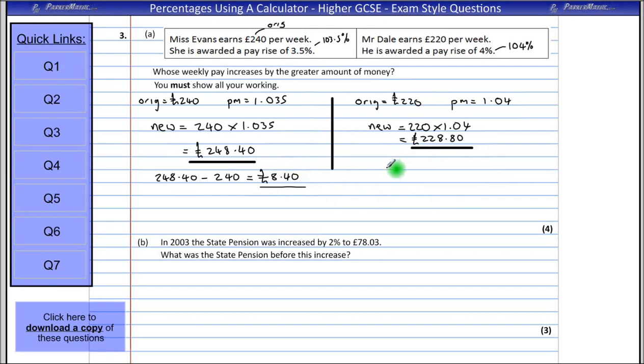Mr Dale, he now earns £228.80, and we'll subtract the £220 that he originally earned. So Mr Dale's pay has increased by £8.80. So that's obviously going to be more than the £8.40. So to answer the question, we must say Mr Dale's pay has increased by the greater amount.